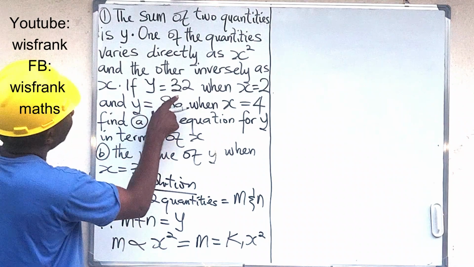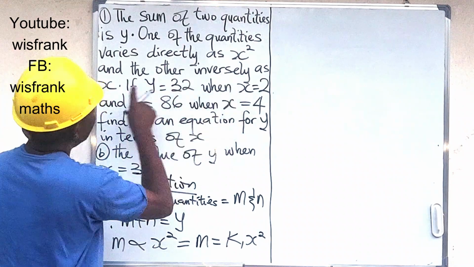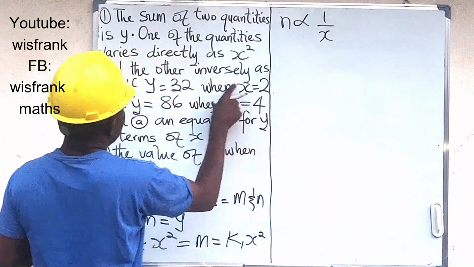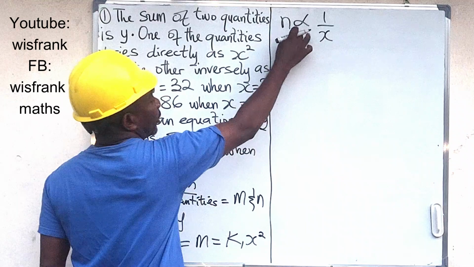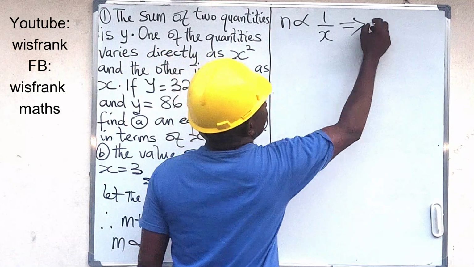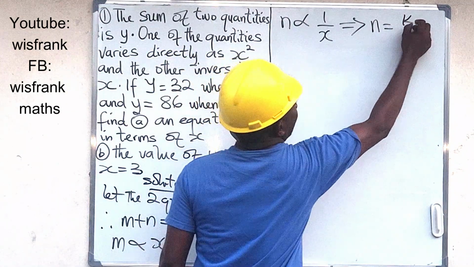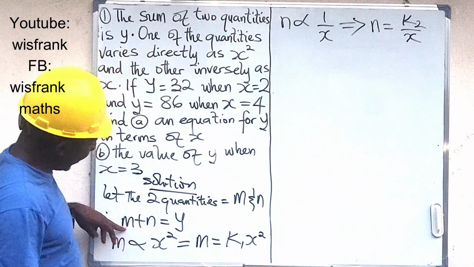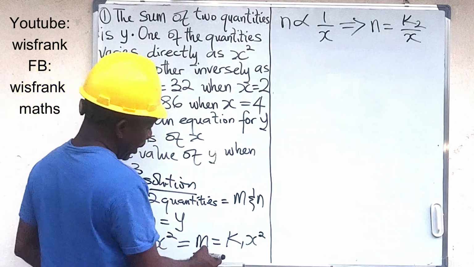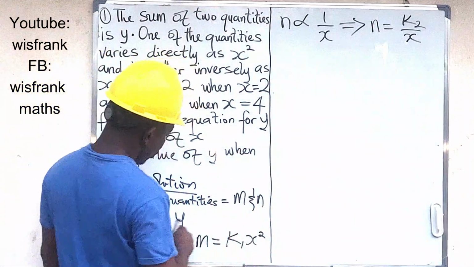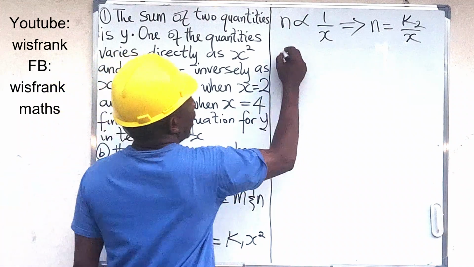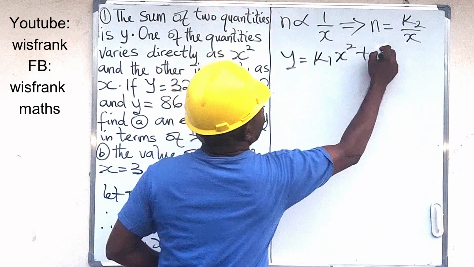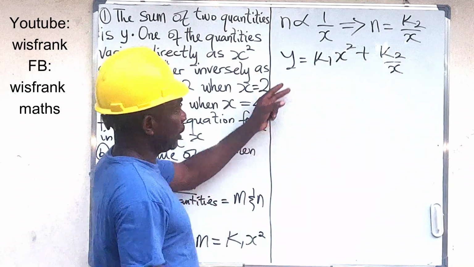The statement now says the other varies inversely as x. That means the other one, which is n, varies inversely as x. To remove this proportionality sign, we have to introduce a constant k2, which is n equals k2 all over x. Now, we have where it says m plus n equals y. Therefore, we substitute the values of m and n into this equation. Therefore, we have y equals k1 x squared plus k2 all over x. So this is what we have.